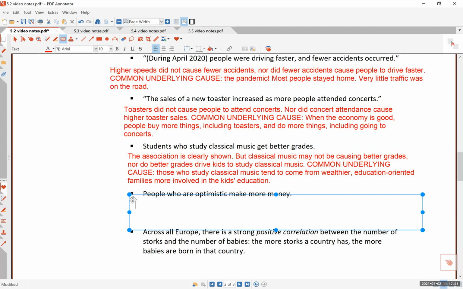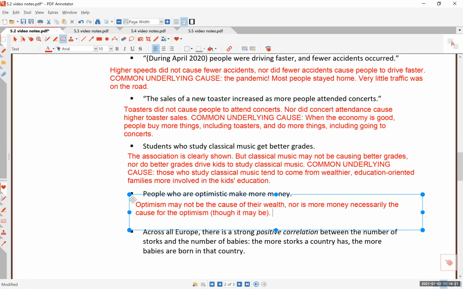But there is a correlation between being optimistic and having a lot of money. So how would you explain that? Should you be optimistic so that you can be wealthy, or does that wealth cause you to be optimistic? Certainly, that could be a possibility, right? So optimism may not be the cause. It may be, okay, but it may not be the cause of the people's wealth. Nor is more money necessarily the cause for the optimism.